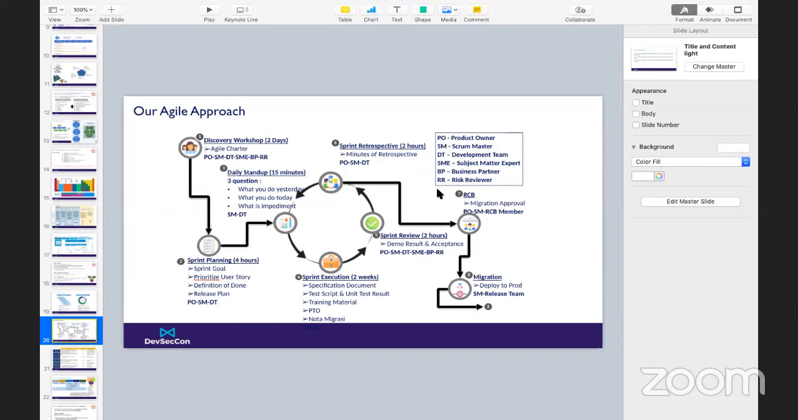Before everything goes live, we go to the RCB. It's a release change board, just for the migration approval. So why do we still need an RCB? Because we are in the banking industry, so we need to do this actually.